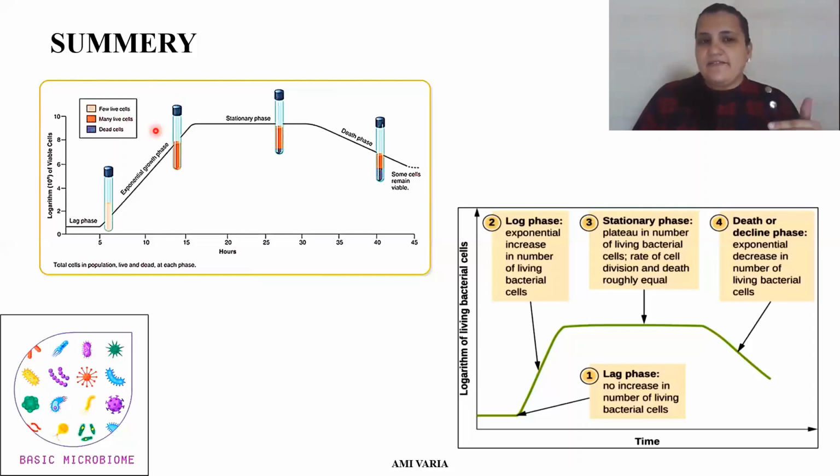In the stationary phase, which is near the death phase, the number of cells decreases, few living cells are present, and the death rate of bacteria and the growth rate are generally similar. And the last, death phase: the number of cells decreases, and some cells are viable. This is all about the normal growth curve.